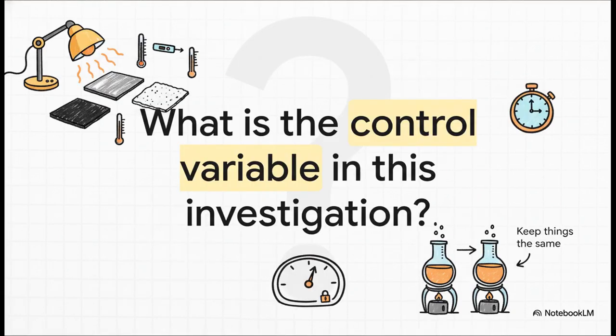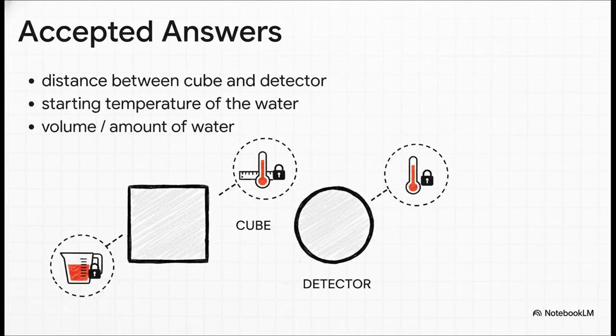Here we go, another one marker on the experiment. This time, they want a control variable. Basically, to make this a fair test, what is one thing you have to keep exactly the same every single time you take a reading? And once again, the mark scheme gives you options. You could say the distance between the cube and the detector, or the starting temperature of the water, or even the volume of water you use.